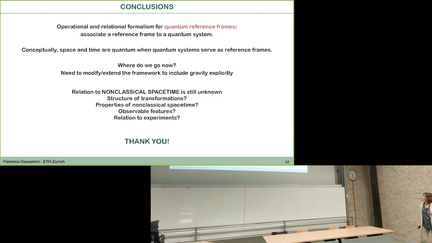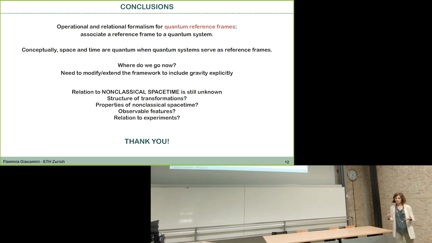So this is basically the end of my talk. To wrap up, I introduced a formalism for quantum reference frames. That means we associate a reference frame to a quantum system that can be in any arbitrary quantum state. And this is motivated by the fact that we have to promote space and time in some quantum way when quantum systems serve as a reference frame, in light of the fact that in the end we want to put gravity inside this formalism. And this is basically the next step.